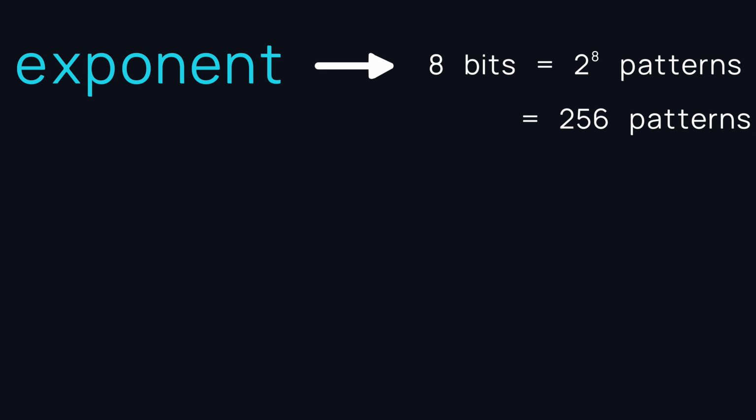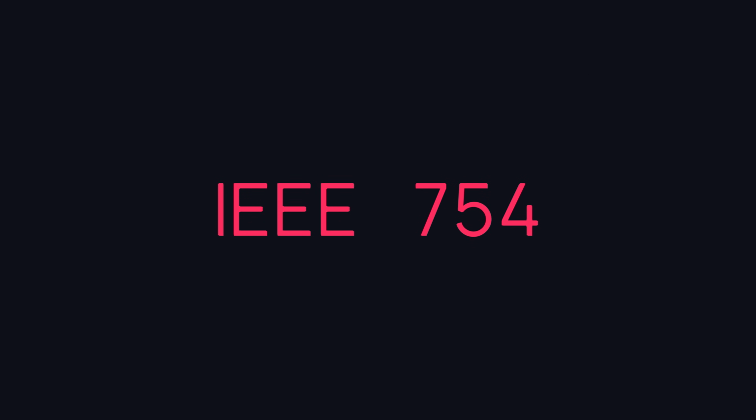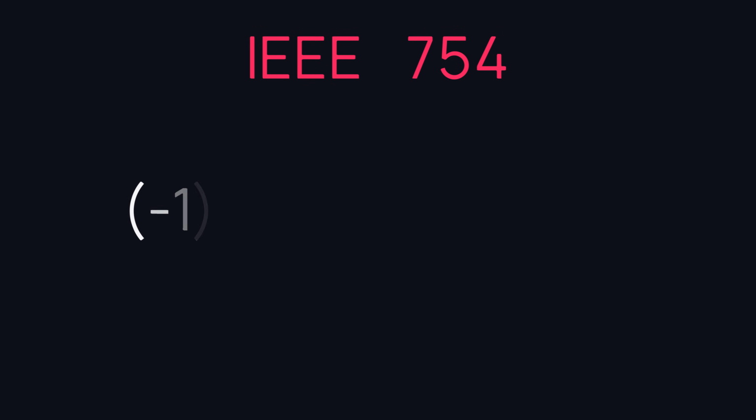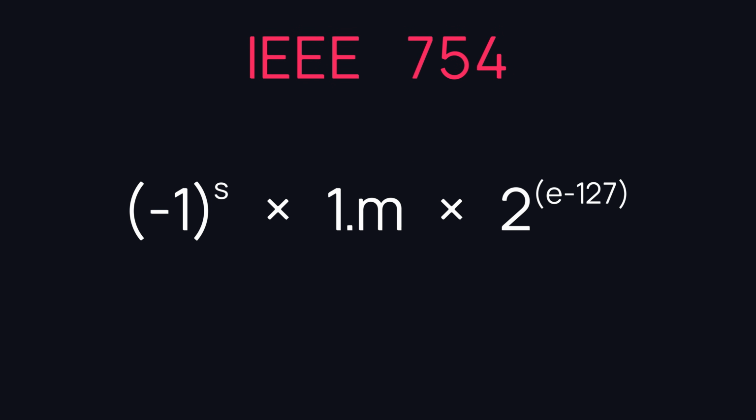You might think the computer simply stores the exponent directly, but it doesn't. Instead, floating point numbers follow the IEEE 754 standard. And according to this standard, a number is represented as this, where S is the sign bit, M is the mantissa, and E is the exponent bits stored in the float.